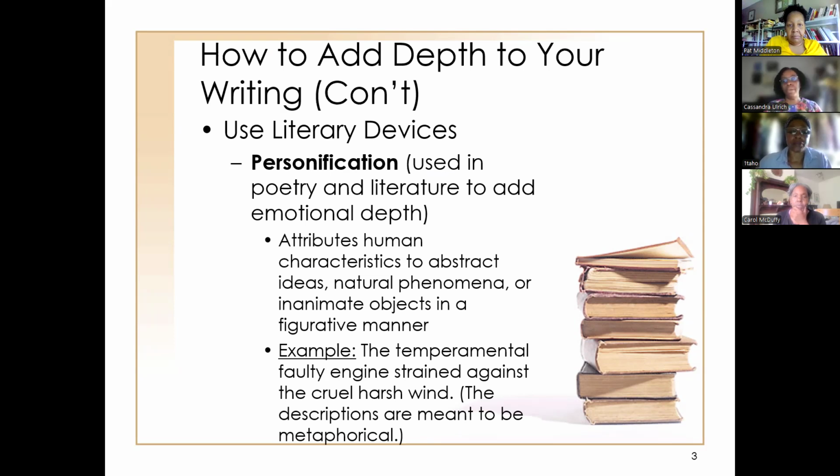So the words temperamental, strained, cruel, those are adjectives that are usually just used for human attributes or human interaction or action. And here, I'm applying it to an engine and wind, both inanimate: machines and weather. But I just added that human dimension to them so that we as the readers can get an idea of what this engine is up against. Normally an engine has no feelings, but by doing this, I just gave this engine feelings, emotions.